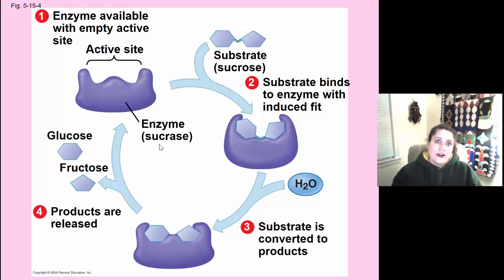Now, enzymes can break things down. Enzymes can also put things together. So it can go one of two ways. It can be a putting together, or it can be pulling apart. It just depends on what reaction it is that enzyme catalyzes. Every reaction has its own enzyme. They're very specific. Every enzyme only has one thing it can do. This enzyme, sucrase, can break down sucrose. That's all it can do. That's its only job.